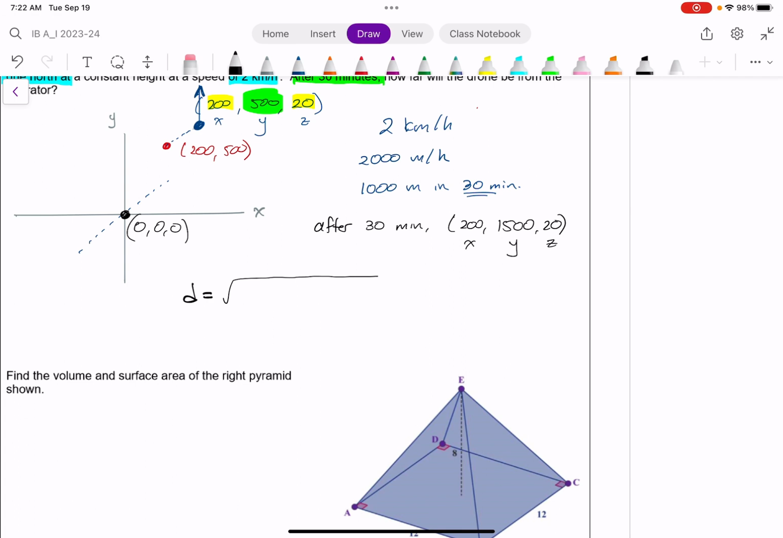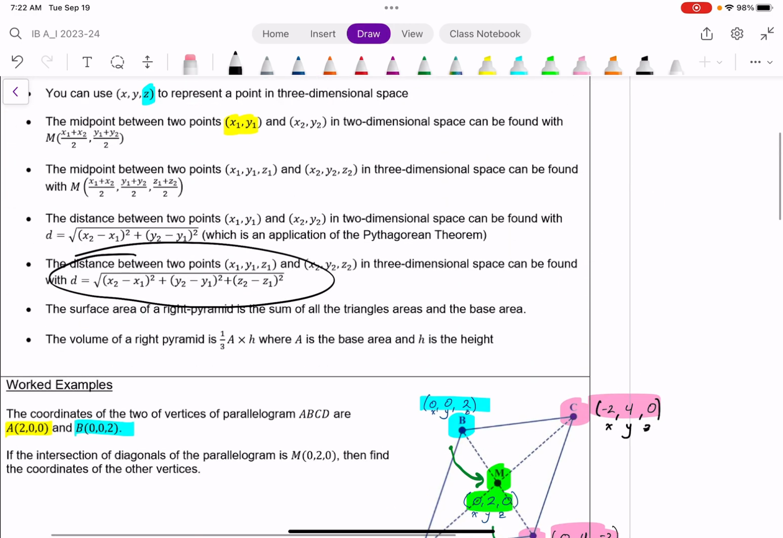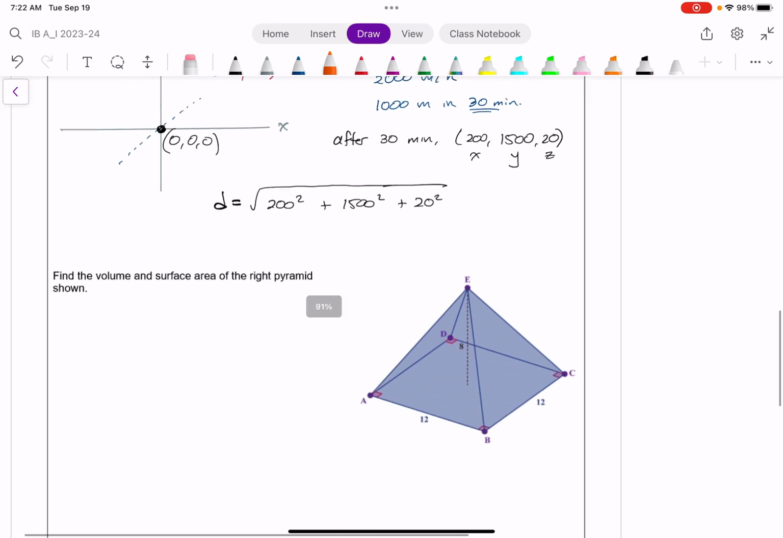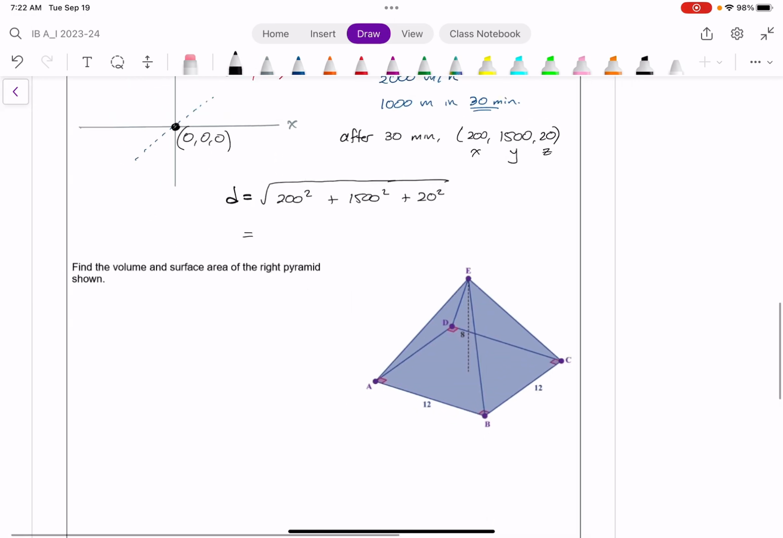And so I can just say my x coordinates are all going to be 200 squared plus 1,500 squared plus 20 squared. And again, what I'm using is this formula right here with one of my sets of coordinates, either x1, y1, z1, or x2, y2, z2, all being 0, 0, 0, where the operator is. Hence, I don't really have to do any subtraction here. And perform a quick calculation, and we get approximately 1,513 meters. That's the straight line distance from the operator to the drone after 30 minutes.